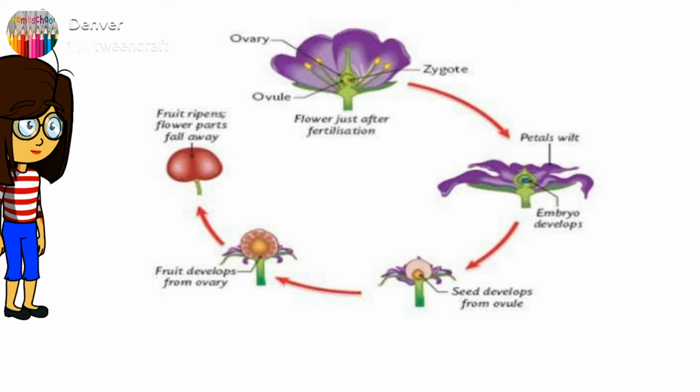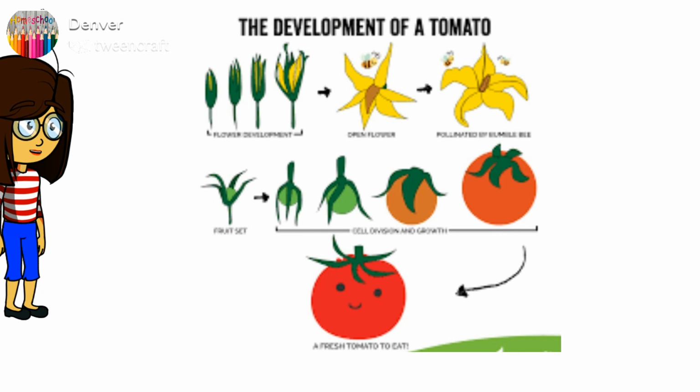Then the formation of seed occurs. After that the seed develops slowly, and also the fruit. The seed develops from the ovule. In the parts of a flower, there is one part named the ovule. That ovule grows to form the seed, and the ovary forms the fruit. After a few weeks, it grows to a full grown fruit. Here is the development of a tomato from a flower.